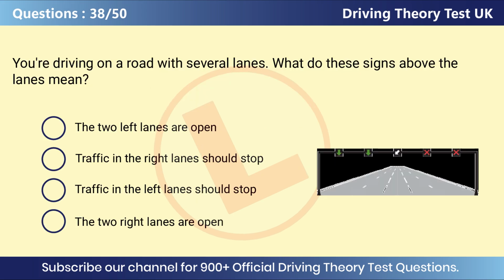Question 38, you're driving on a road with several lanes. What do these signs above the lanes mean? A. The two left lanes are open. B. Traffic in the right lanes should stop. C. Traffic in the left lanes should stop. D. The two right lanes are open.